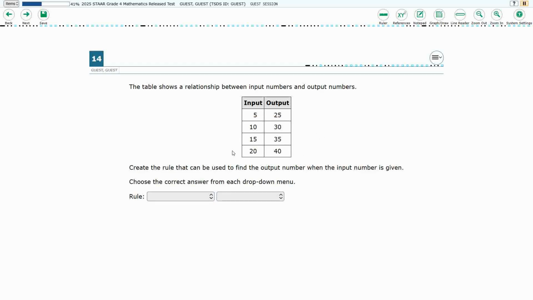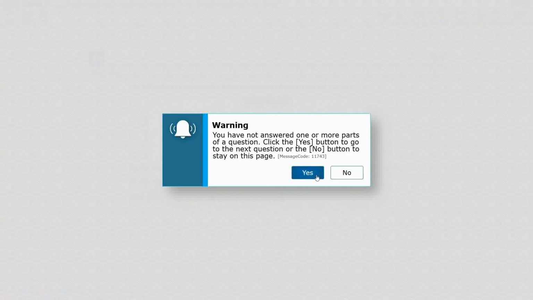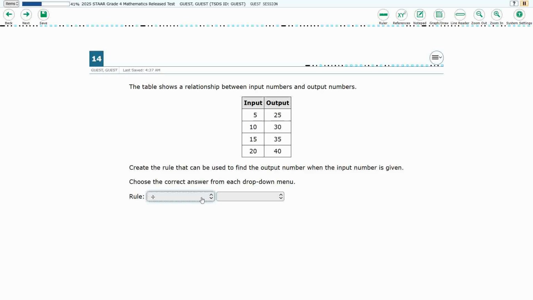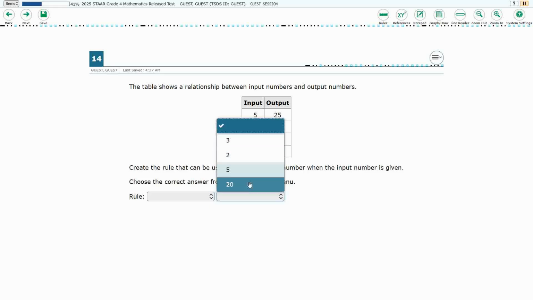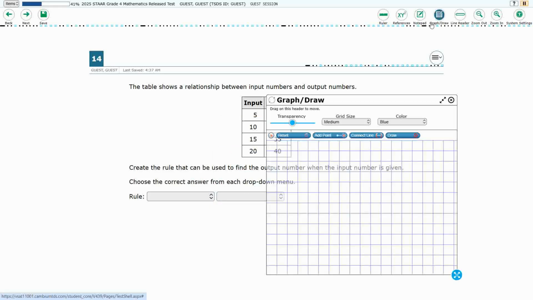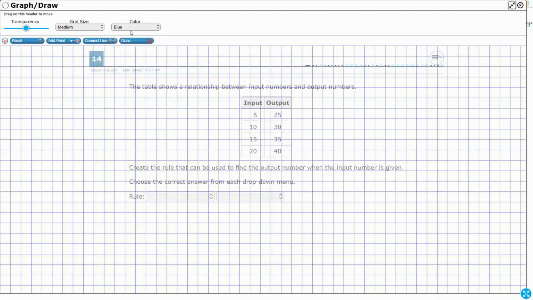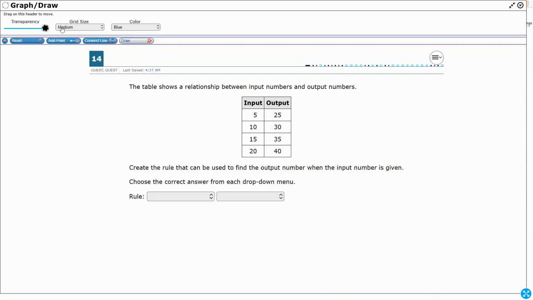So we have an input-output table, and we need to find the rule. There are two choices here, and let's say I just randomly pick one answer. It will say you have not answered everything if I try to move on, so let's make sure we answer both. We need to choose one of the four operations, and then we've got choices 3, 2, 5, and 20. All right, so let's try to figure out what this rule is for this input-output table.